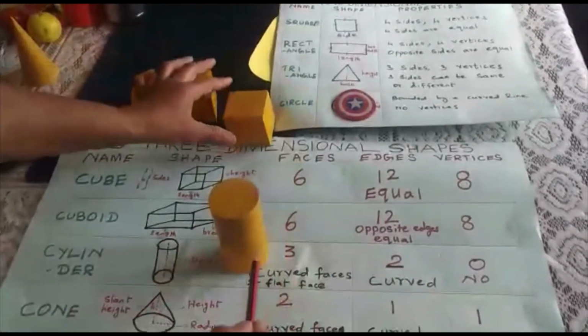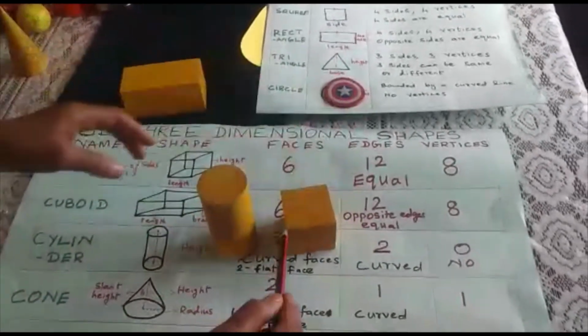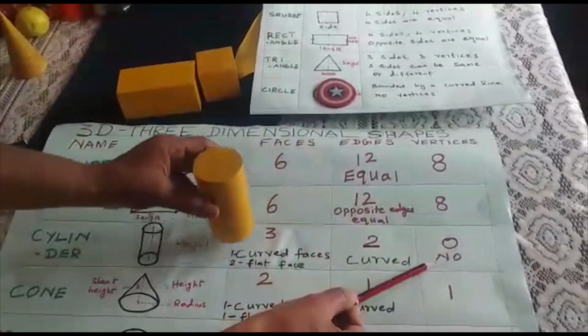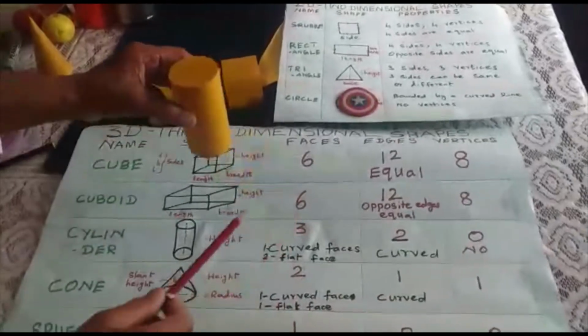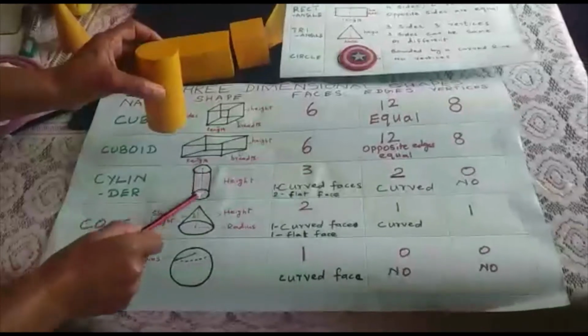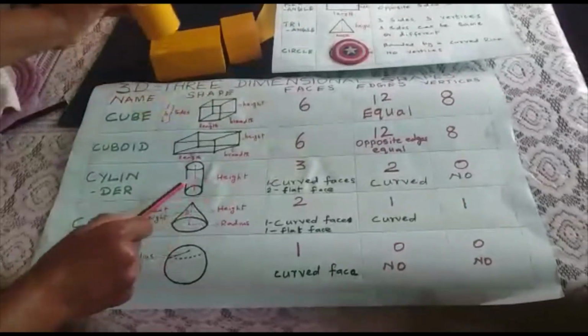We don't get any corners like a cube. Just compare and see. We have corner points, but here no corner points. So it has zero vertices. That means no vertex for the cylinder. And if you draw a straight line from this center point to this center point, that is called the height of the cylinder.